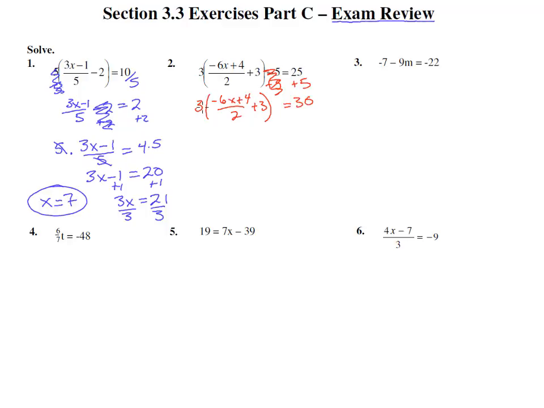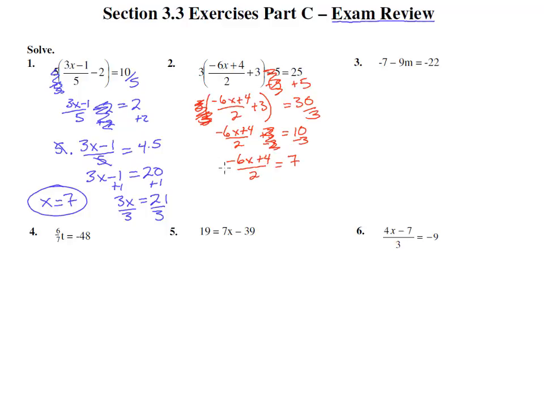Now, can we get rid of that 3 on the outside? Sure we can. Divide by 3, and that outside layer goes away, and there's no more need for the parentheses. So we have (negative 6x plus 4)/2 plus 3 equals 30 divided by 3 is 10. Now we can get rid of this plus 3, which is far away from the whole result over there. So subtract 3, and we have (negative 6x plus 4)/2 equals 7.